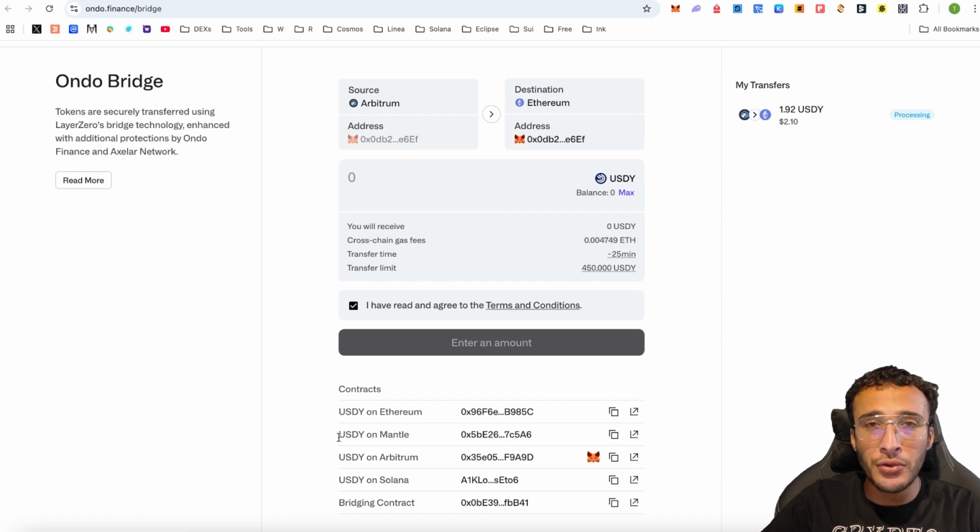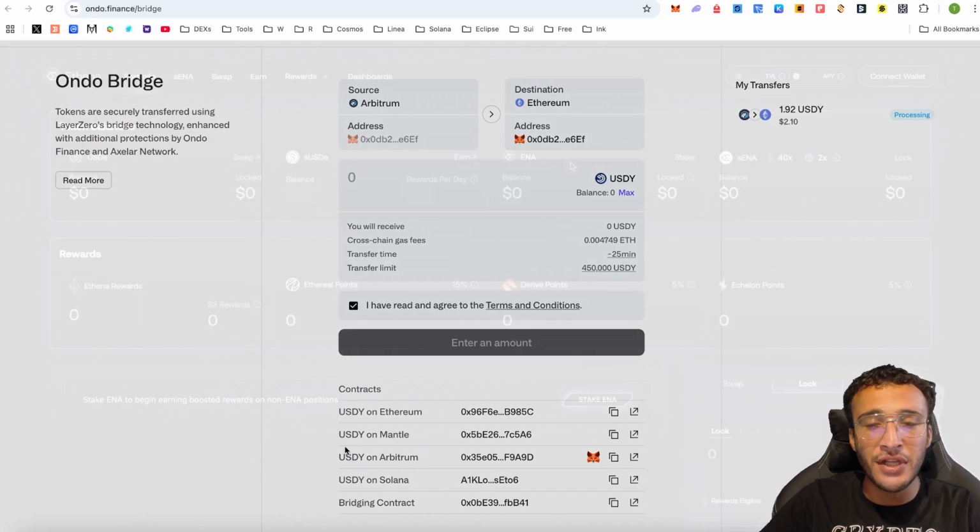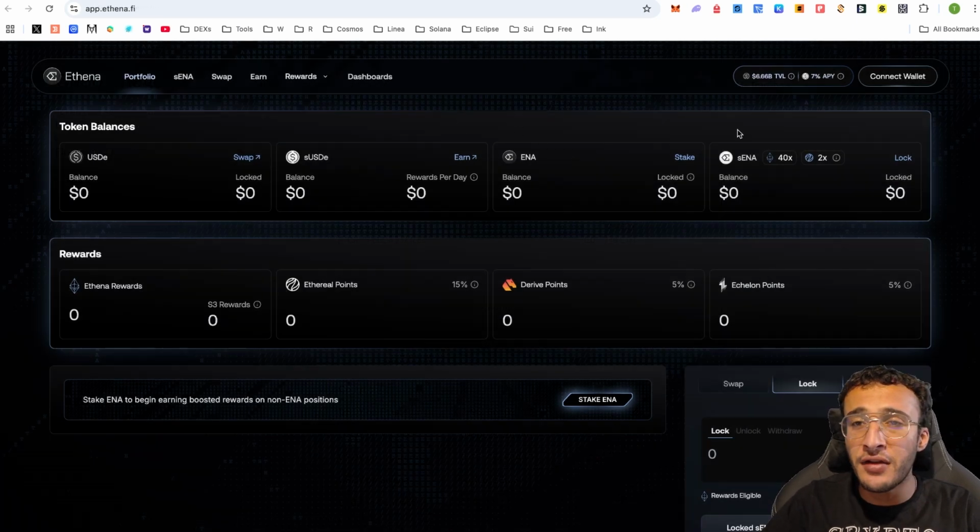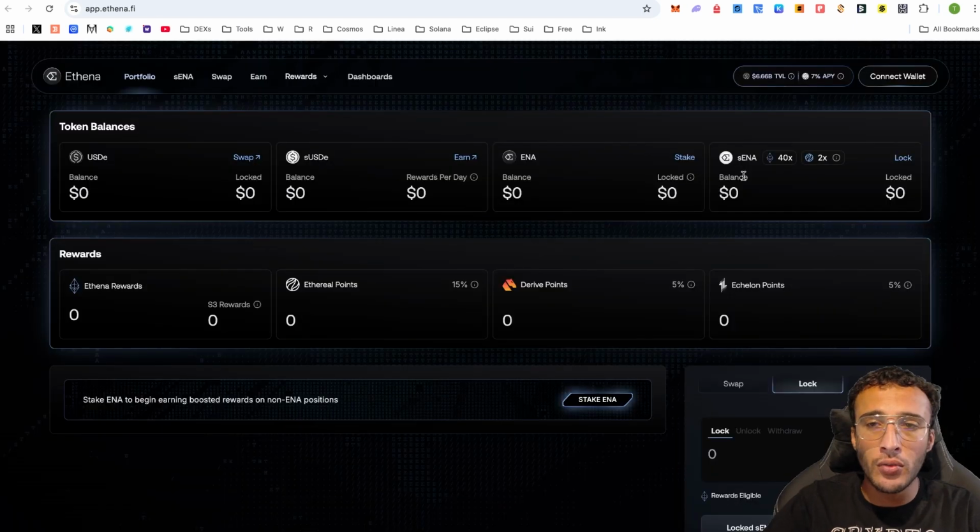However, what we now want to do is move on to the 10th protocol of this video, and this is going to be Ethena. Ethena is very similar to Ondo. It's another real world asset protocol.